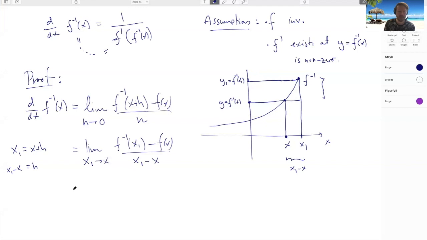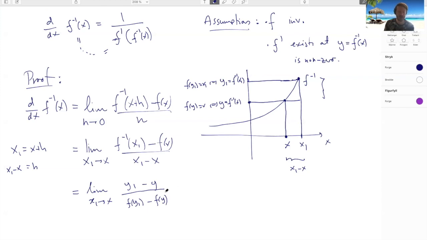Well, let's see. Since I have these two relations here, I can replace this by y1 and this by y. And of course, this thing here is equivalent to f of y1 being x1. This thing here is equivalent to f of y being x. So I can replace these two as well. Here I'm getting f of y1, and here I'm getting f of y.